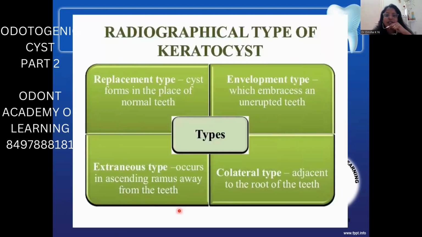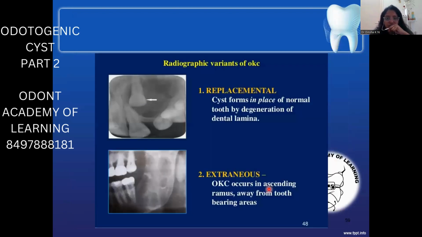So it has four radiological variants. One is a replacemental type, where the cyst will form in the place of a normal tooth. Second is an envelope type, where it embraces an unerupted tooth. Then third is an extraneous type. Here it appears over the ascending ramus, that is away from the alveolus or the teeth region. Then last is the collateral type, where the cyst is present adjacent to the root of the teeth.